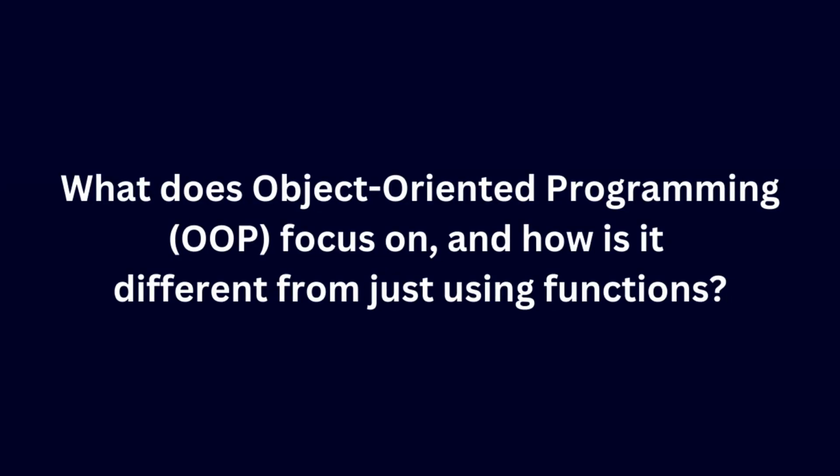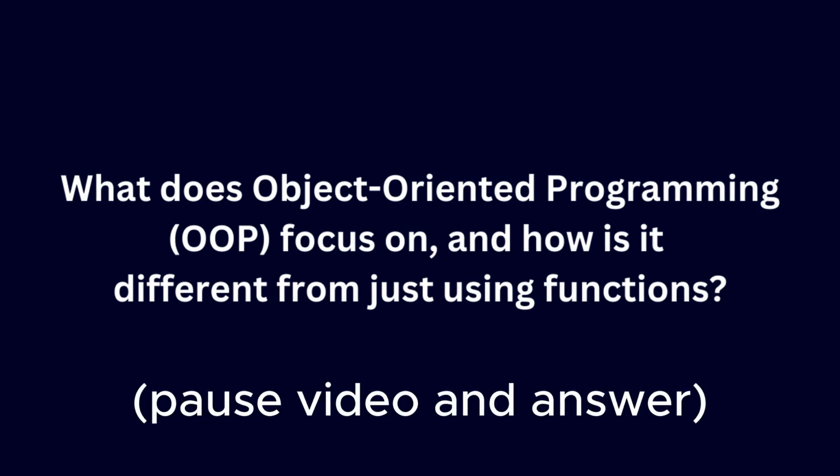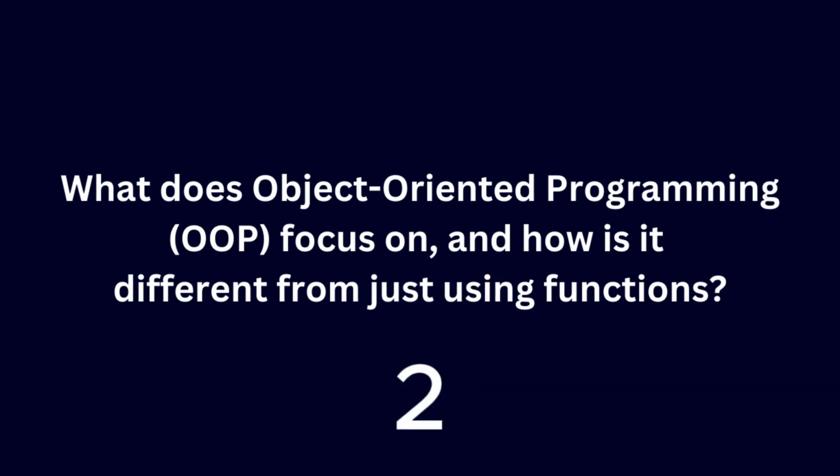What does object-oriented programming focus on, and how is it different from just using functions? Object-oriented programming, also referred to as OOP, focuses on organizing code around objects, which represent data and the actions that can be performed on that data. This is different from just using functions, where the focus is primarily on writing step-by-step instructions or logic to solve problems, without grouping data and behavior together.